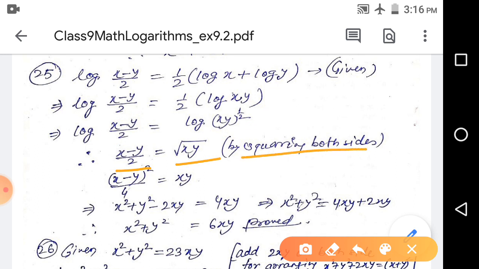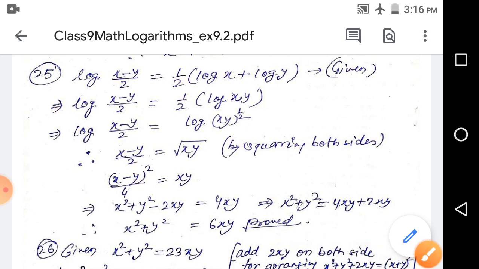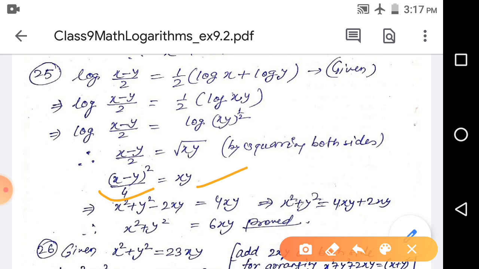So by squaring both sides, we get xy, removing the square root. Whenever we square this, the square root sign is removed. Then we have x into y, and on this side, because we are squaring both sides, (x minus y) square by 4, 4 means this 2 square. So (x minus y) whole square by 4, and here it is x minus y. Now after multiplying 4 with this part, we have 4xy.